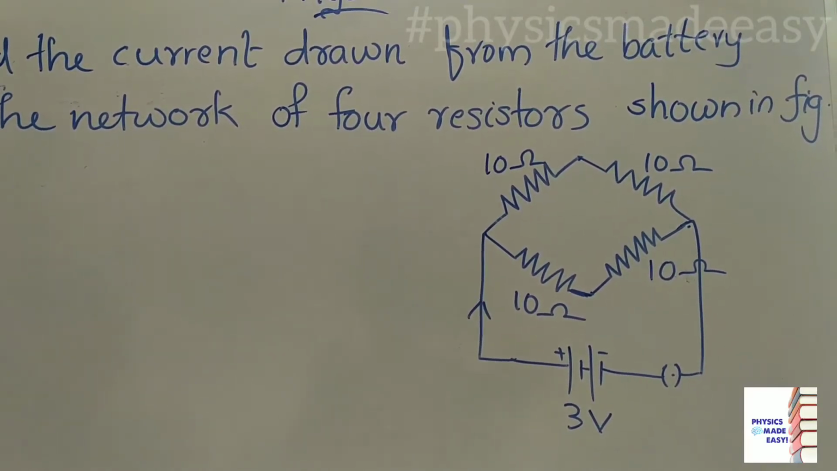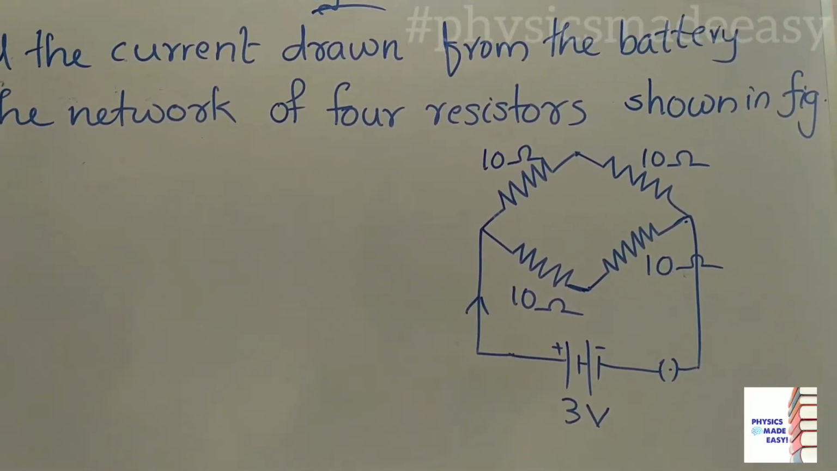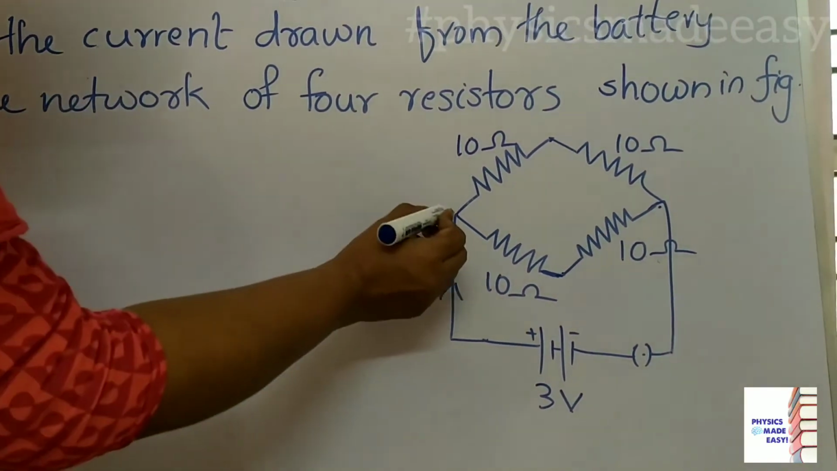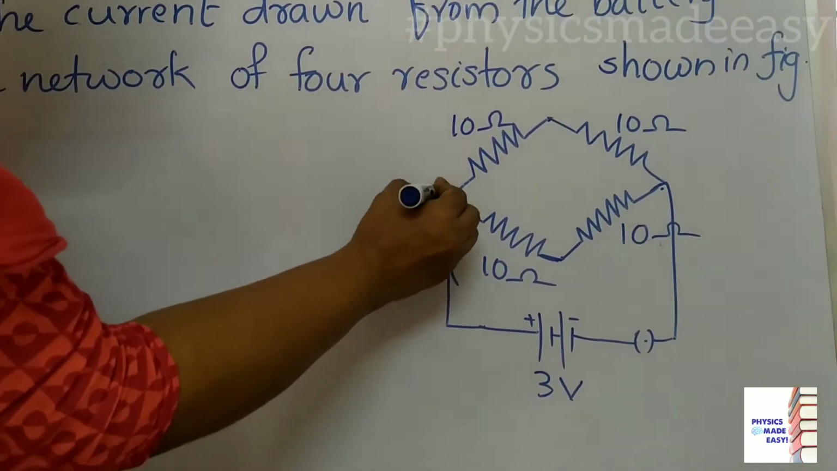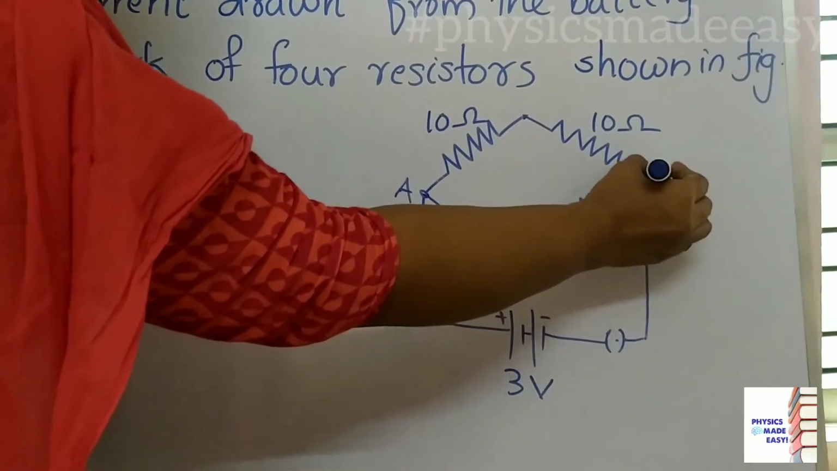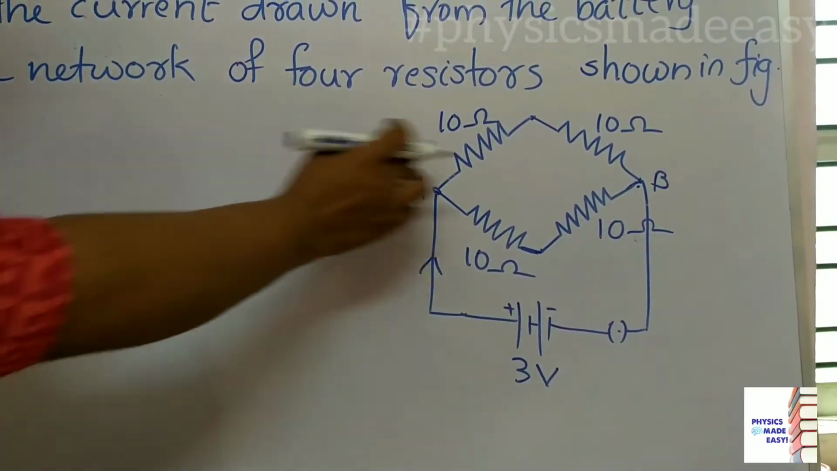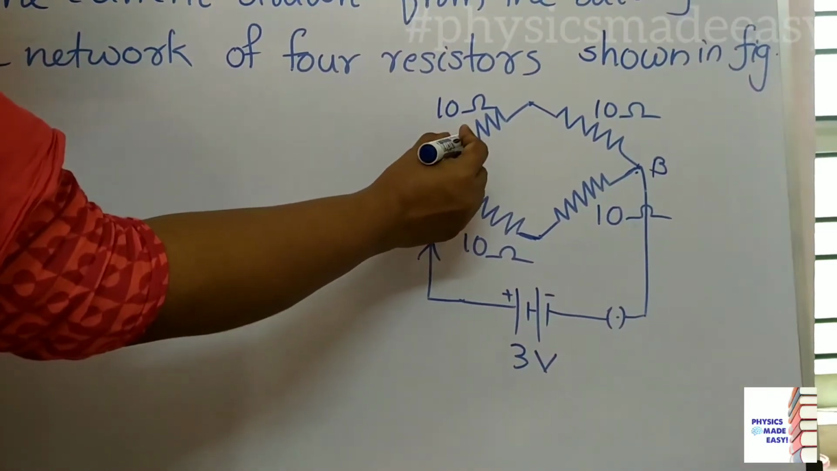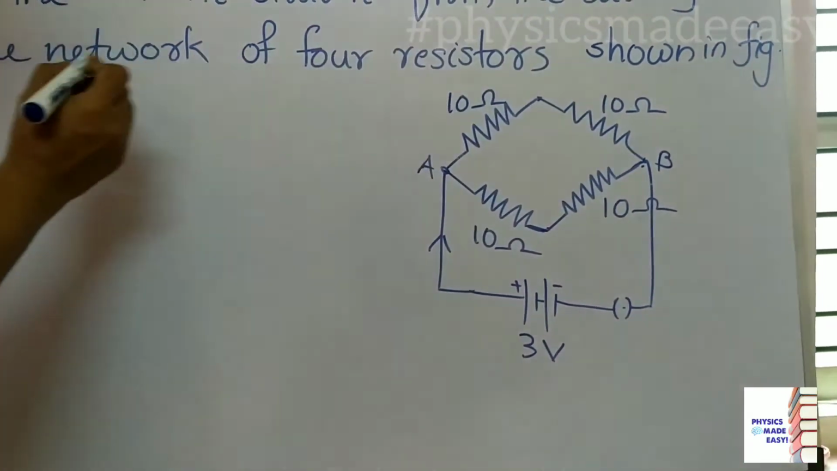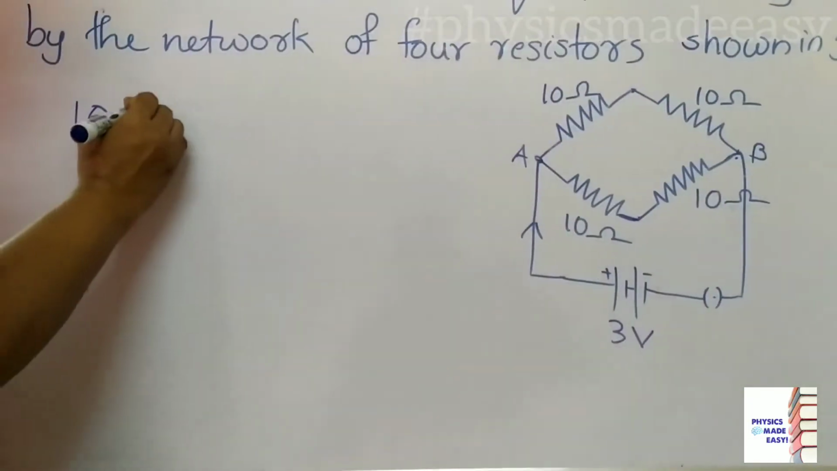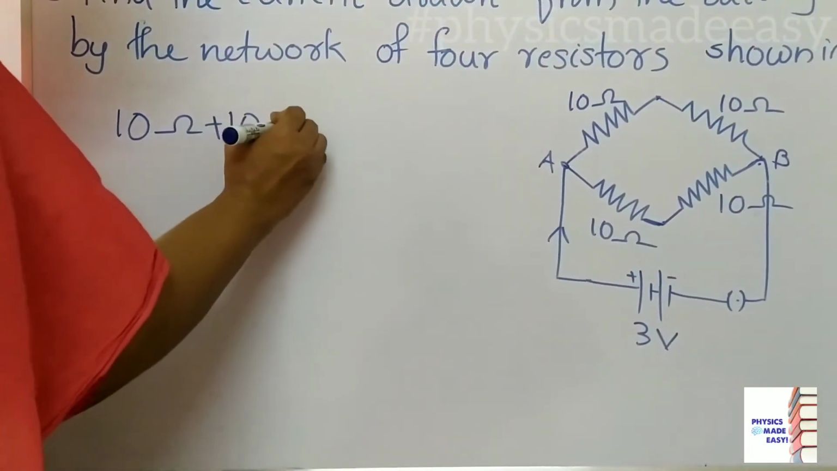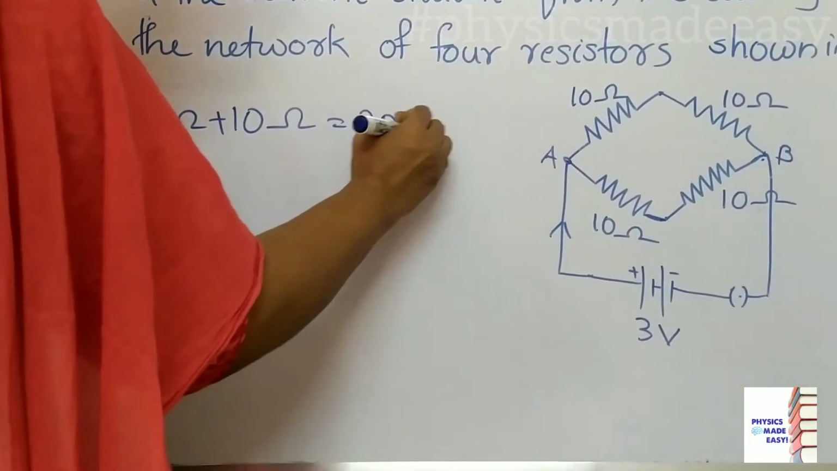So for that we need the effective resistance. How to find the effective resistance? Here you can see, we can take this as A and this as B. You can see the battery is connected between these 2 points A and B. Between that you can see this 10 ohm resistance and this 10 ohm. Both are connected in series. So we can find the effective resistance. Then you will get that as 20 ohm.